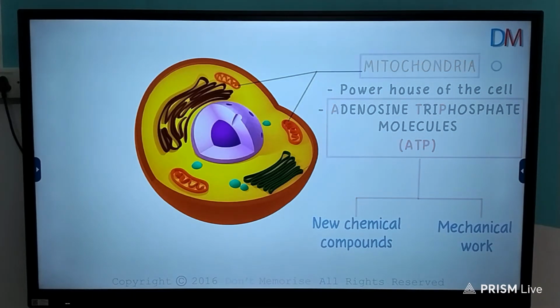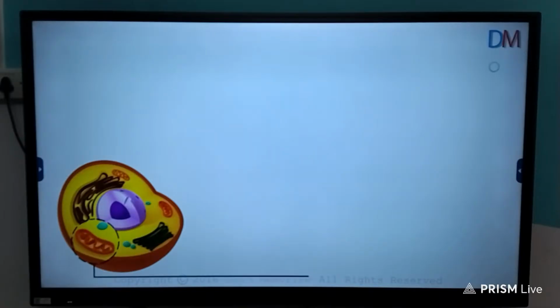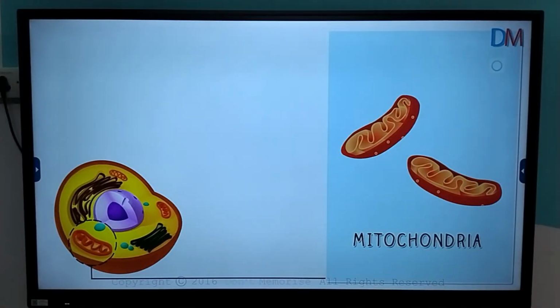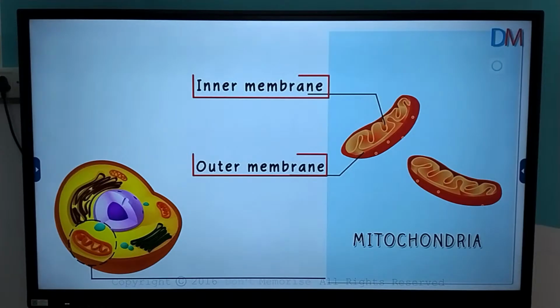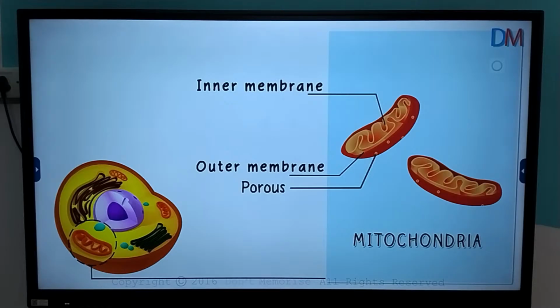Do you want to see how a mitochondria looks? This is the mitochondria, which is a very important organelle of the cell. It has two membranes, the outer membrane and the inner membrane. Why two membranes? The outer membrane is porous, which means it allows the transport of material.